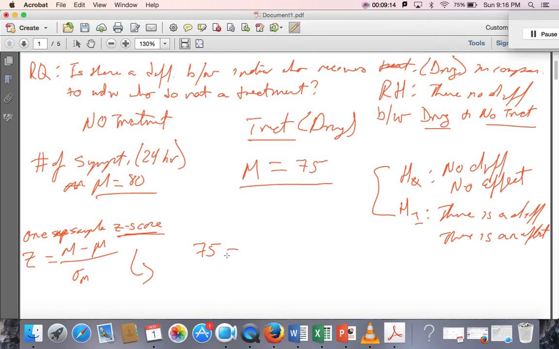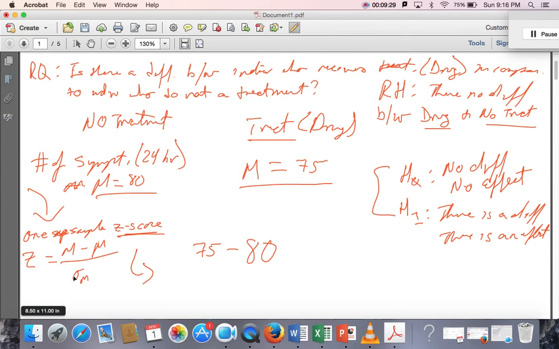Okay? So for my drug treatment group, we have 75 symptoms that are displayed in a 24-hour period, and I know that in the population, 80 symptoms are displayed. So this is the formula that our textbook is using for the one sample z-score.